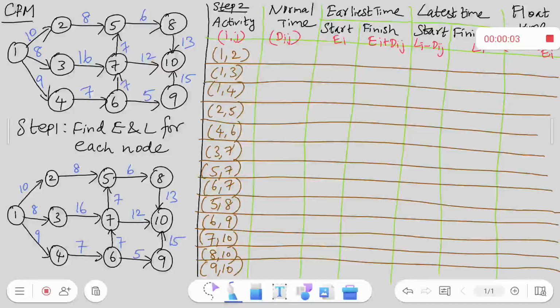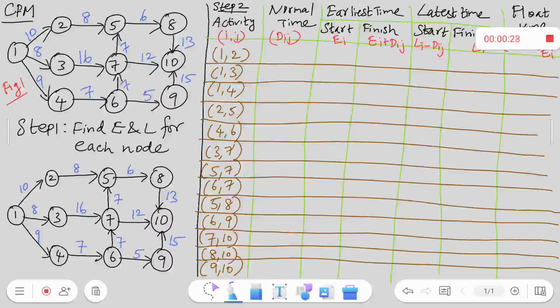Hello everyone. Let us solve a problem by using critical path method. Critical path method is used to find the critical path of a network. Let us consider the network. Take for example figure 1. So this figure 1 is the given network for which we have to find out the critical path.